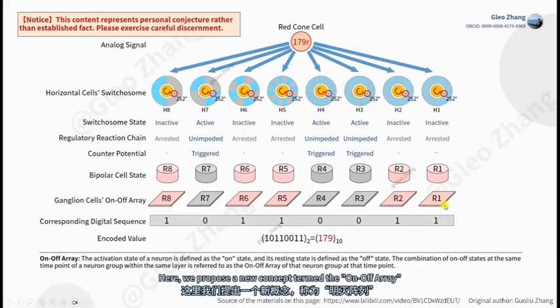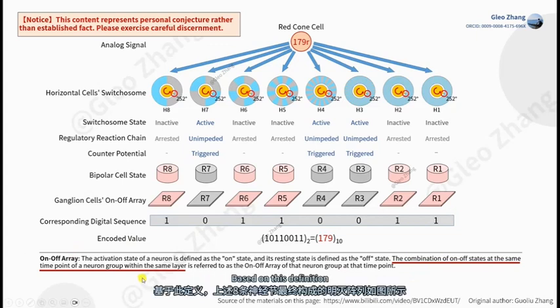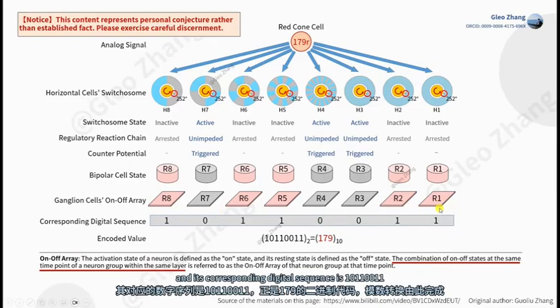Here, we propose a new concept termed the on-off array, which refers to the combination of on-off states at the same time point of a neuron group within the same layer. Based on this definition, the final on-off array of the above 8 ganglion cells appears as shown in the figure, and its corresponding digital sequence is 10110011, which is precisely the binary code for 179. The analog to digital conversion is thus completed.